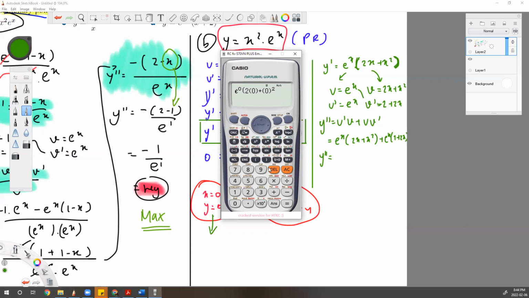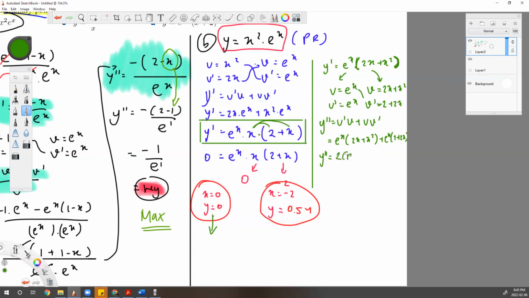And then close the bracket, plus e to the power of 0 also. And then this one here, the right side, 2 plus 2 times 0. I don't think this is 0. See, 2, positive, right? So if it is positive, it is minimum. Okay, so this is the first answer.